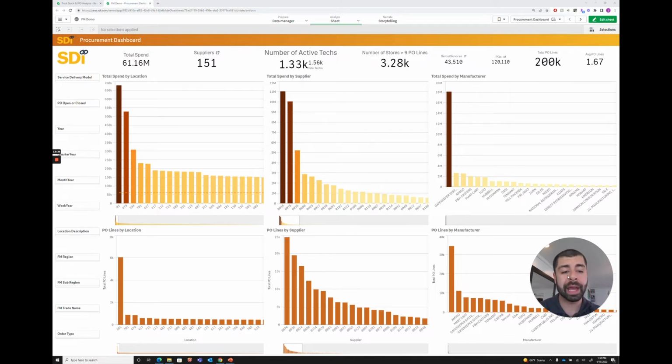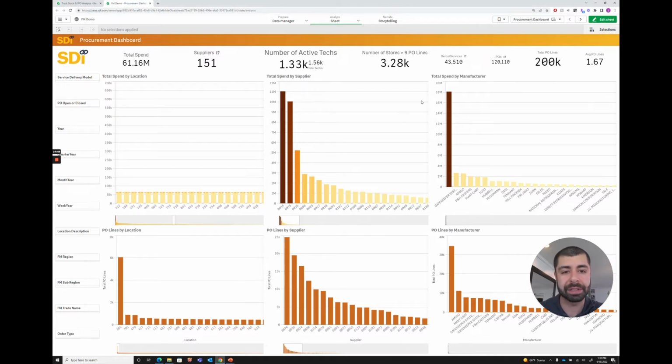So again, randomized data for an SDI client that's been through this solution. You can see this is a similar dashboard to what we saw in the sales app. We're tracking total spend, number of suppliers in the program, number of active technicians, so people who are ordering through the program, how many items, how many purchase order lines, etc. And we can see at a very high level here, spend by location. These locations have spent a lot compared to the average, right? Some more than double the average. And that's interesting, right? And we can see there's a long tail here because there are thousands of stores.